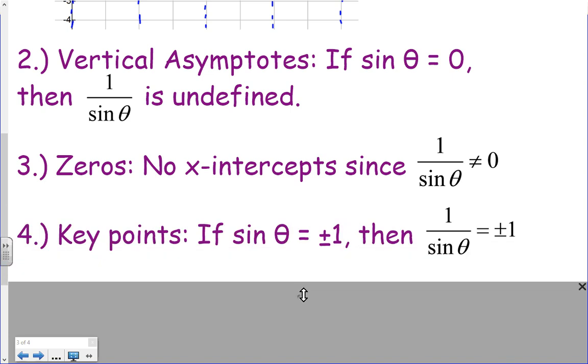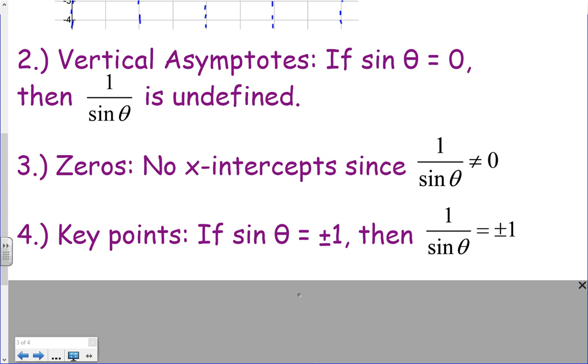Now the reason I listed those, by the way, is because when we look at the next example, we'll still go through all of these same steps. And you'll see that sometimes you have x-intercepts, sometimes you don't. All right, the fourth thing to do is to look at some key points.